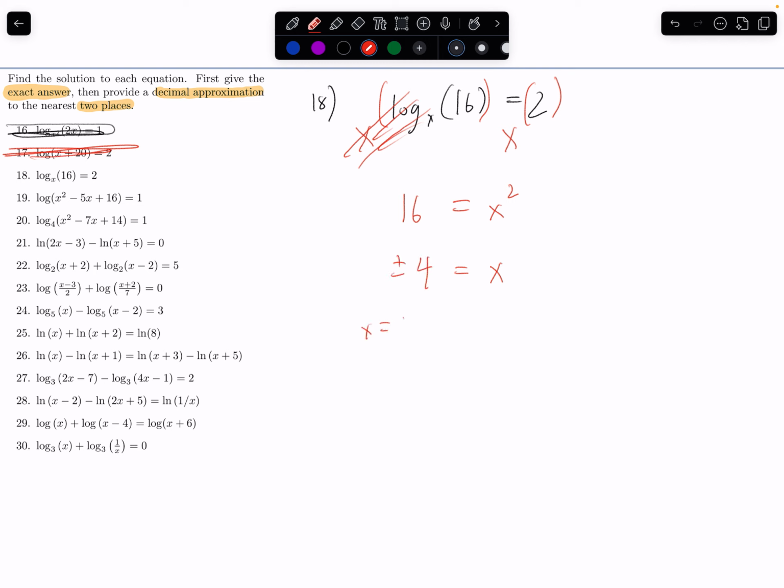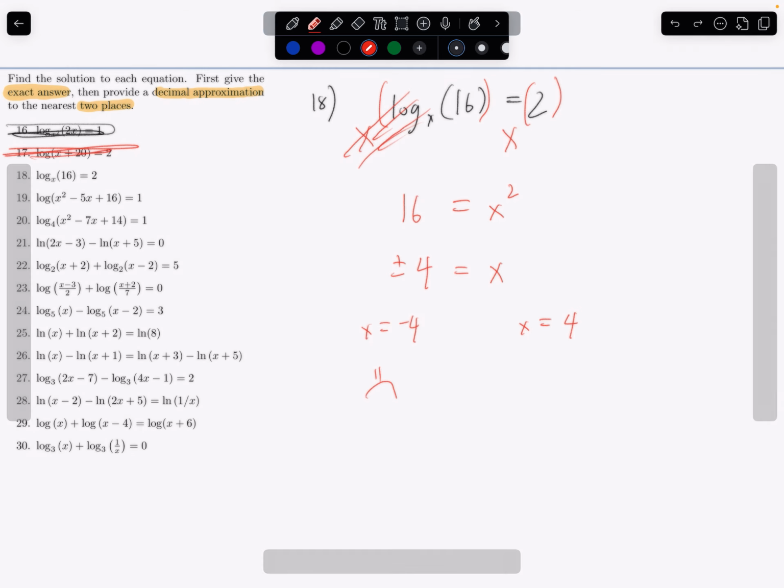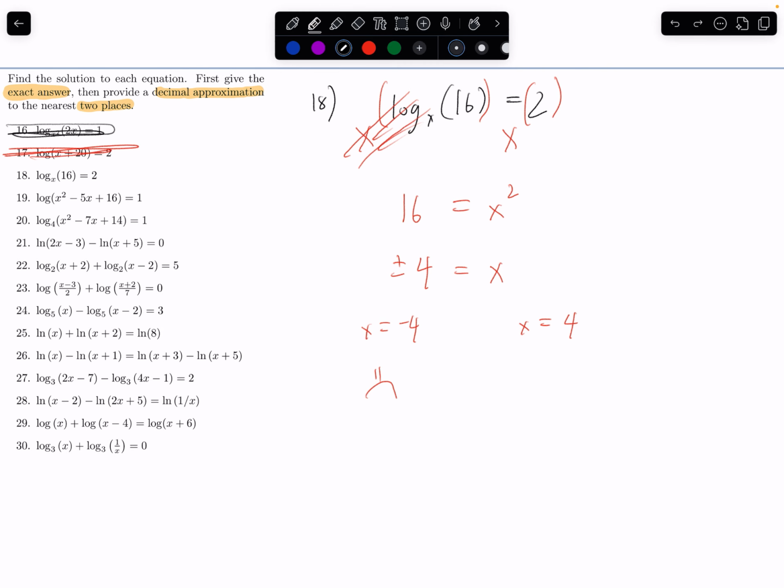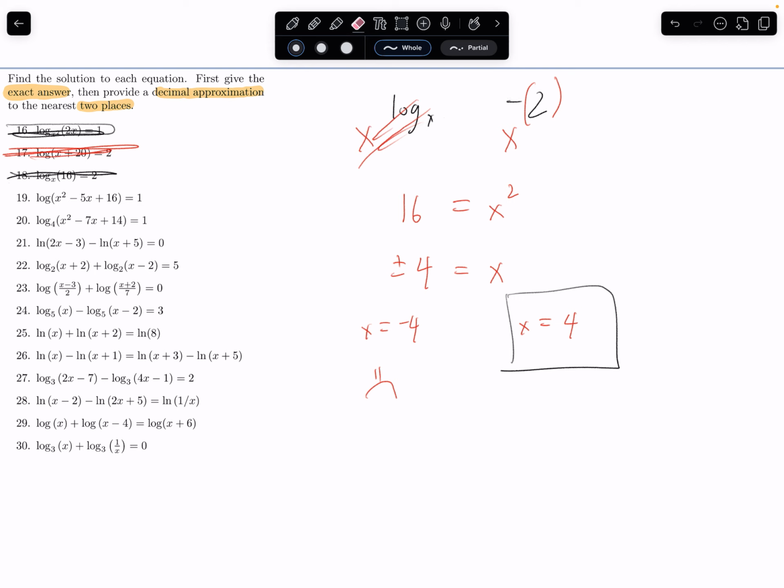Okay, we got to check these individually. Let's do negative 4 first, and x equal to positive 4. If I plug in negative 4, I'm going to have a negative 4 base here. And that's no good, because bases, remember, had to be positive. They also cannot be 1. If I plug in a 4 here, that's base of 4, and that is totally fine. So that means x equal to 4 is my one solution there. Okay, that was 18.